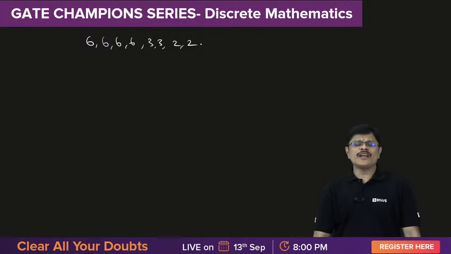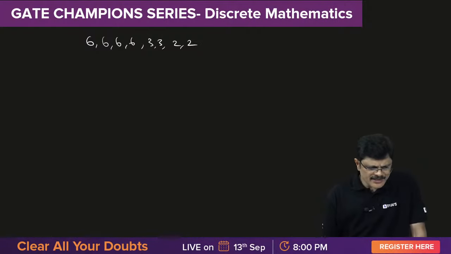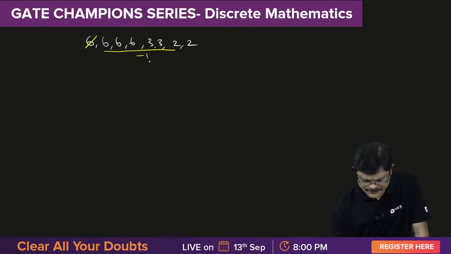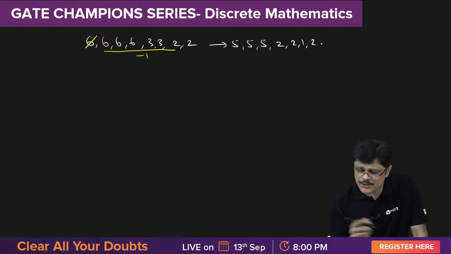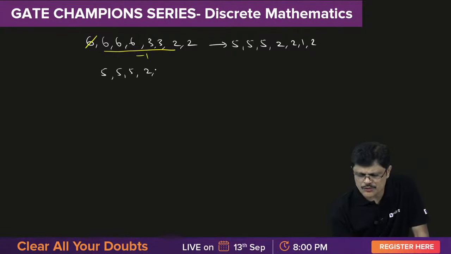Here the number of odd degree vertices is even, no problem with that. The highest degree vertex is this one. Next 6 you subtract 1, so it is 5, 5, 5, then 2, 2, 1, 2. See, the order is changed. You have to again put it in the correct order: 5, 5, 5, 2, 2, 2, 1.